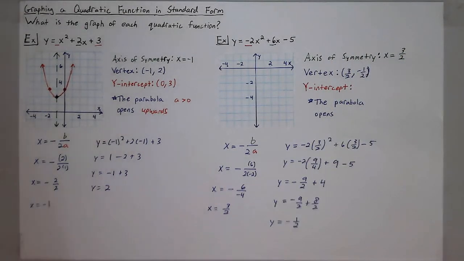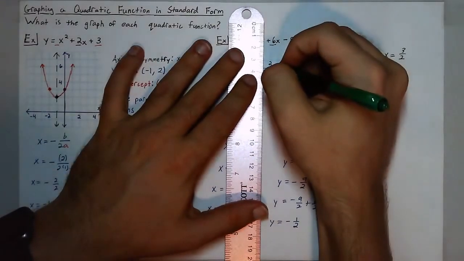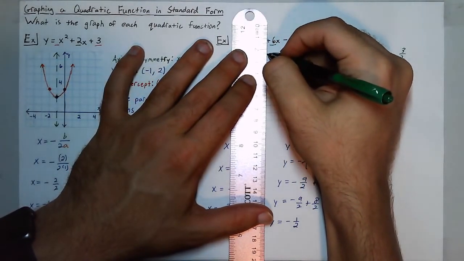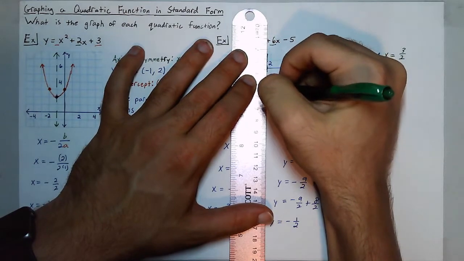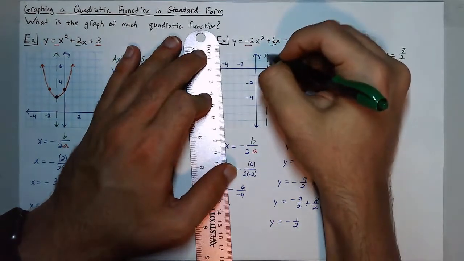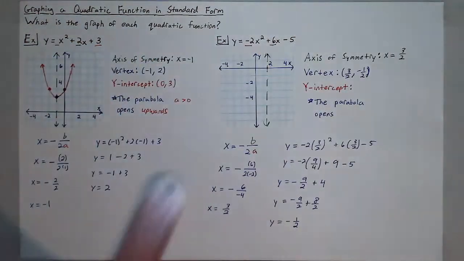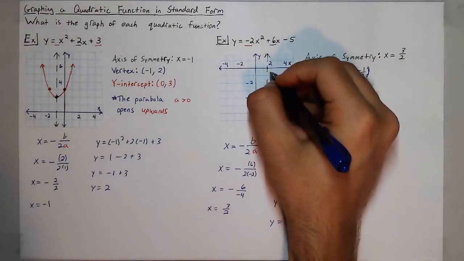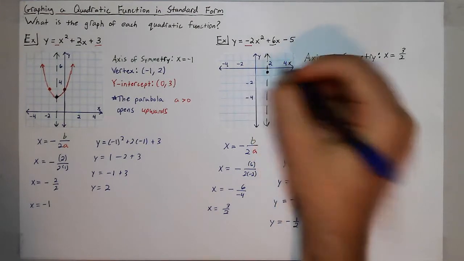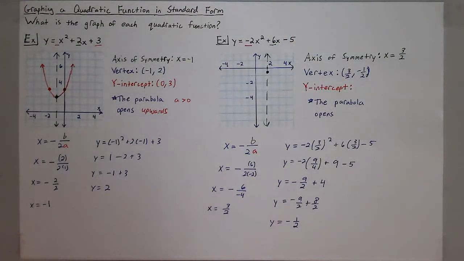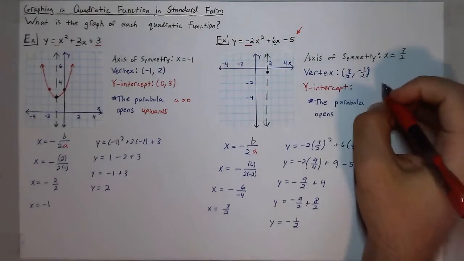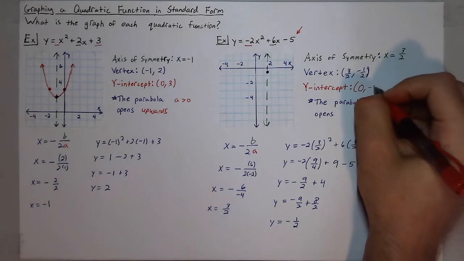Now we know where our vertex is, so we'll graph our axis of symmetry, which is at about 1.5, about right there. My vertex is at 3 halves, right there at negative 1 half, so in between 0 and negative 1. And again, we know our y-intercept. It is negative 5. So 0, negative 5 is a point.